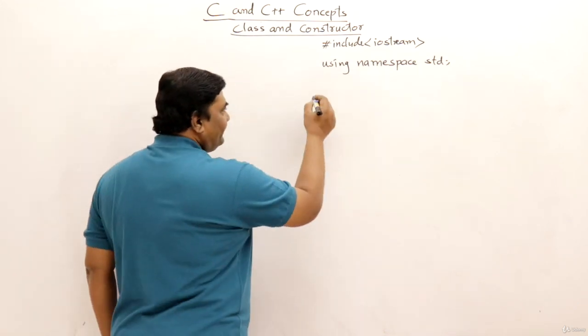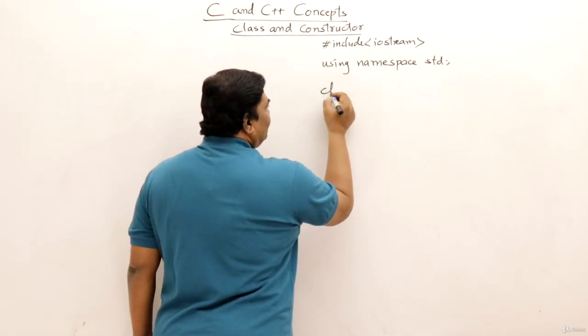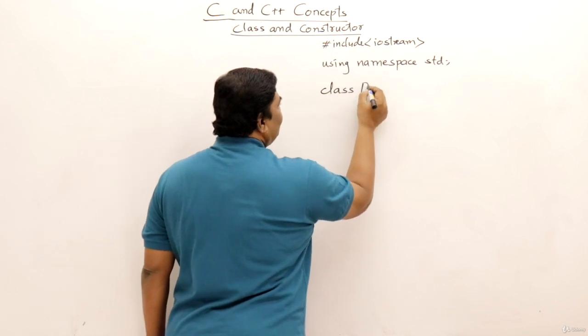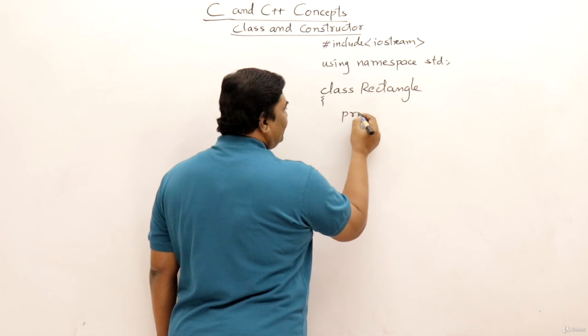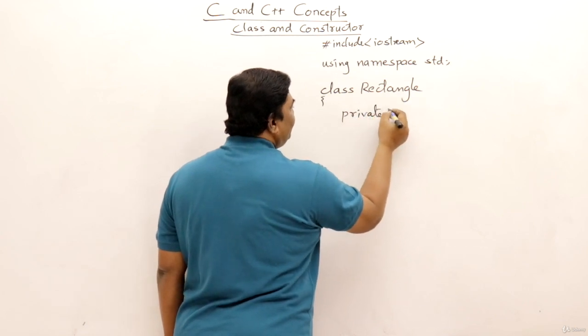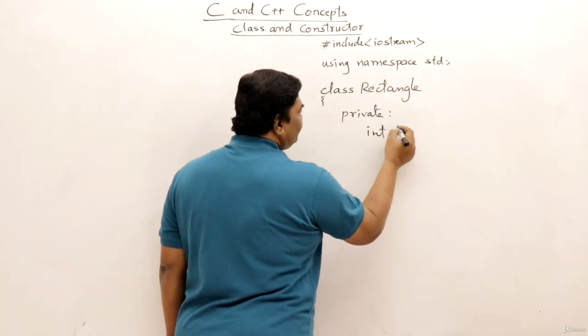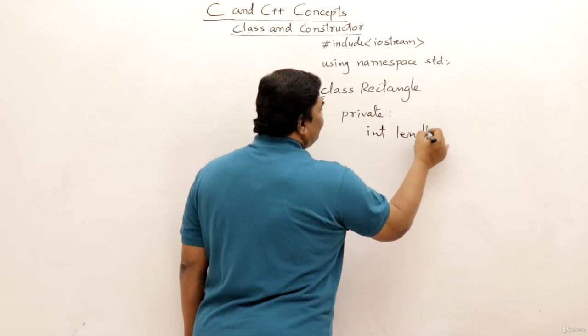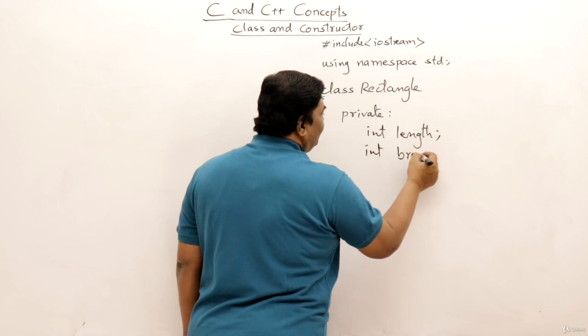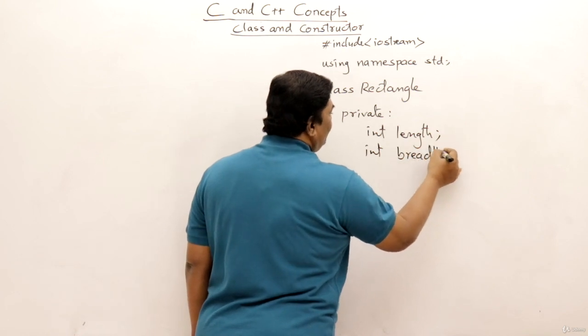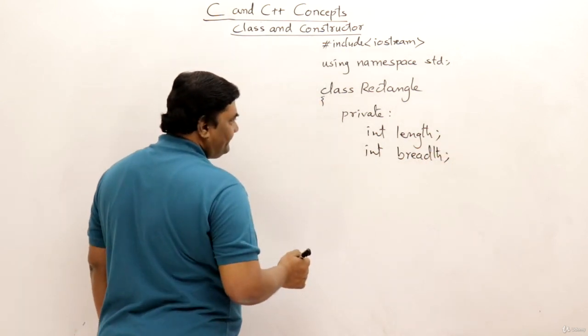Now let us write a class for rectangle. Class rectangle. Inside the class, first of all, I need data members. So let us declare them as private. I need two data members. One is length and the second one is breadth. I am taking both of them as integer. So if you want to change the data type, you can change them.